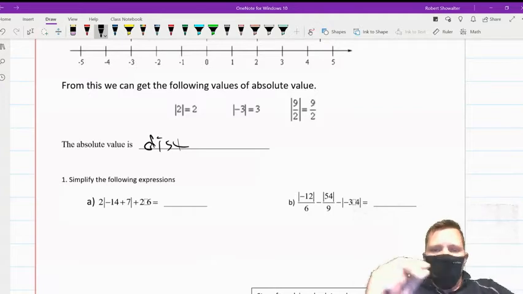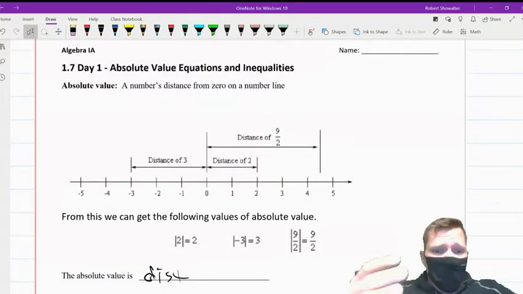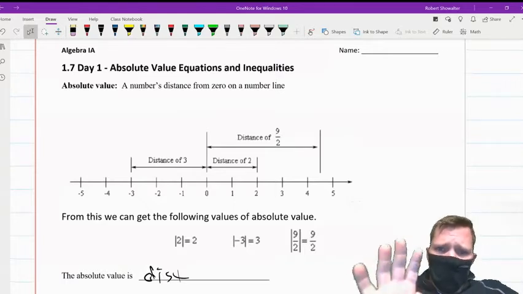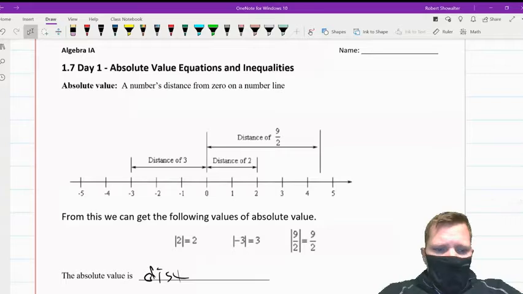First, today we're going to talk about solving absolute value equations. Before we do that, we need to remember what absolute value is defined to be and interpret that based off of the questions here.